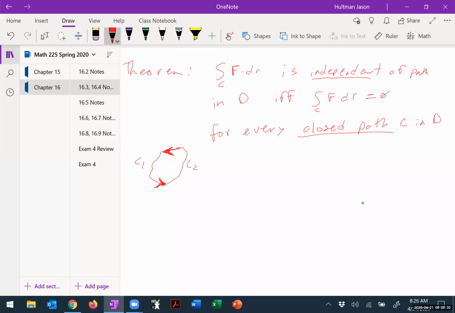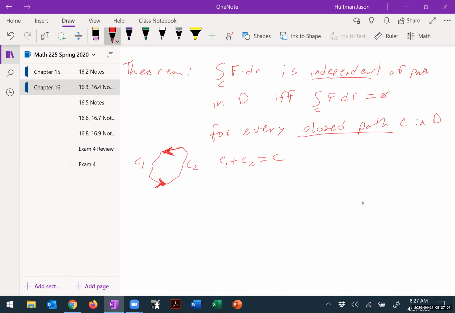Okay, so two paths. C1 and C2 are kind of subpaths of the entire C. So C1 plus C2 equals C, for the entire closed path. I'm just saying, if I break up C1 and C2, they should equal C, right? And if the line integral over C is equal to 0, then no matter how I add up C1 and C2, it should equal 0.